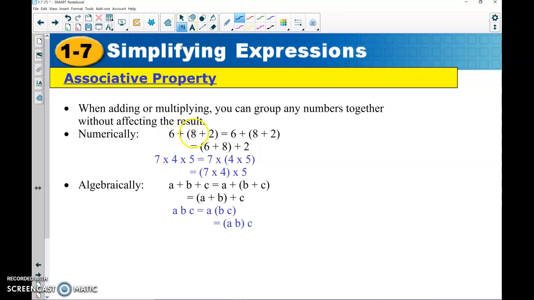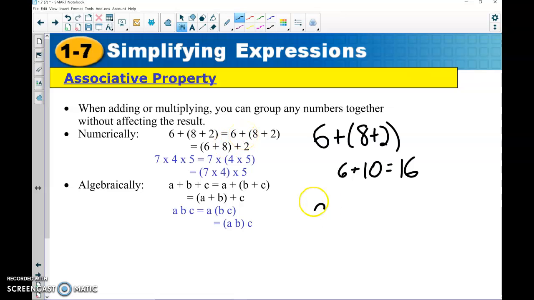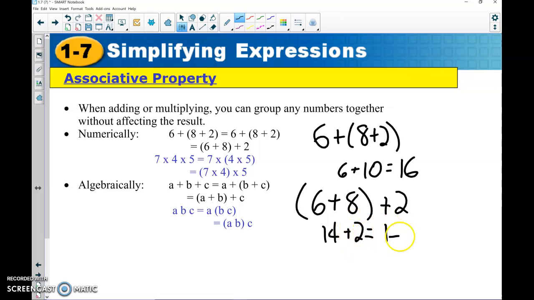So 6 plus 8 plus 2, and you'll see our parentheses around the 8 plus 2, which means I would add those first. So 8 plus 2, so if I do it that way, 8 plus 2 is 10, and 10 plus 6 is 16. Or, in this example down here, it says 6 plus 8 plus 2. So then the order of operations changes because we're doing these parentheses first now, but we really end up with the same outcome. 6 plus 4 is 14, and 14 plus 2 is still 16. So no matter what, we get 16 as our final answer.